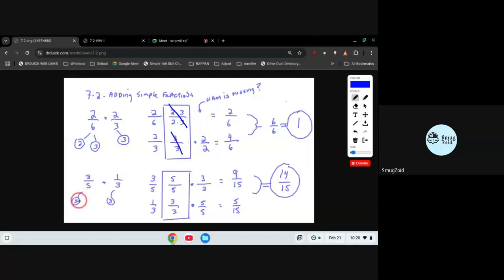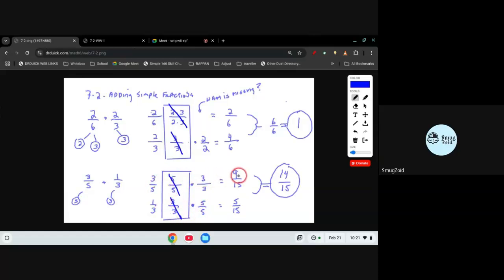Let me give you another example down here. Here's 3 over 5. Factors for 5 is just 5. 1 over 3, factors is 3. So it's 3 over 5 and 1 over 3. I write their factors, 5 over 5, 3 over 3. And I'm going to multiply on what they have different. Well, this one doesn't have the 3, so I've got to put it here. And this one doesn't have the 5, so I put it here. Then I cross these out, multiply across.